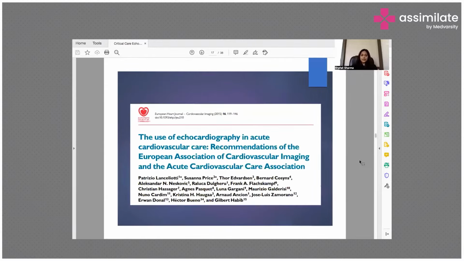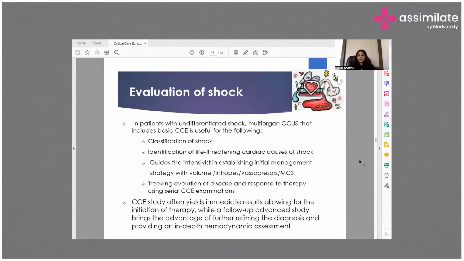This is a study which was published in the European Heart Journal - Cardiovascular Imaging, where they correlated the use of echocardiography in acute cardiovascular care. The recommendations were given by the European Association of Cardiovascular Imaging and the Acute Cardiovascular Care Association. What they said is that in the evaluation of shock, in patients with undifferentiated shock, multi-organ CCUS, that is critical care ultrasonography, should be done.